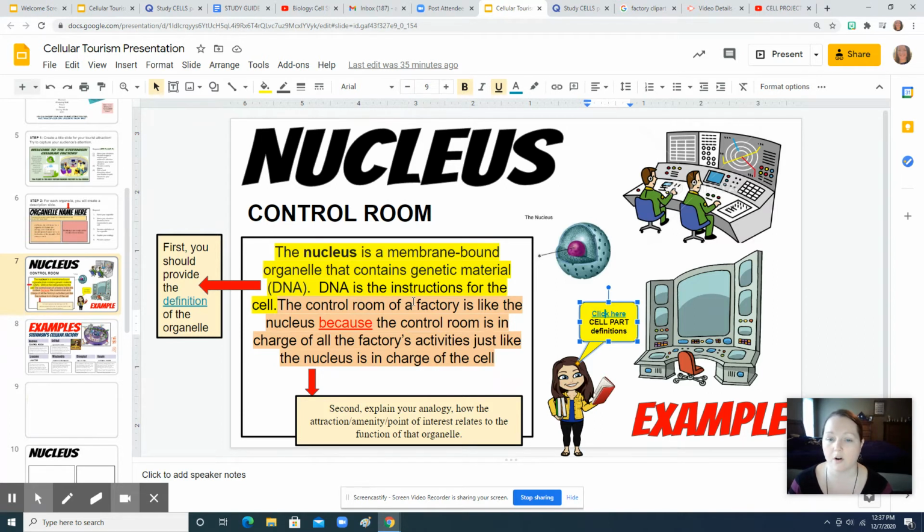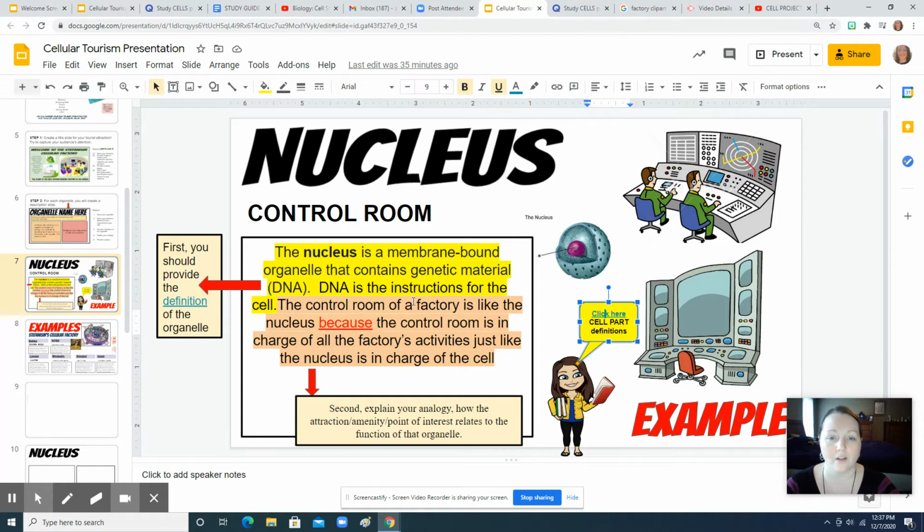The control room in the factory is like the nucleus because the control room is in charge of all the factory's activities, just like the nucleus is in charge of the cell. So I'm comparing the control room of my factory to the nucleus. If you chose a school for your topic, you could say that the nucleus is like the principal of the school. Or if you chose the prison for an example, you could say the warden of the prison is in charge of the prison, just like the nucleus is in charge of the cell.